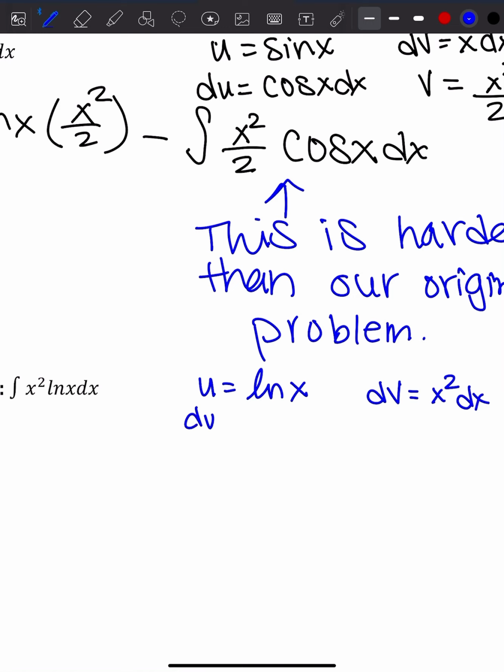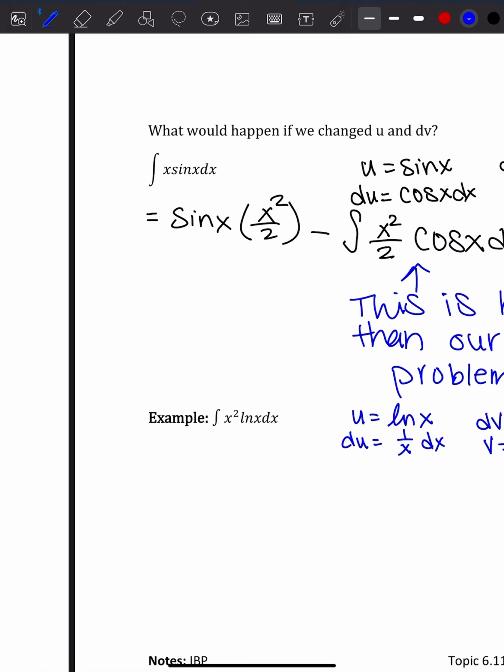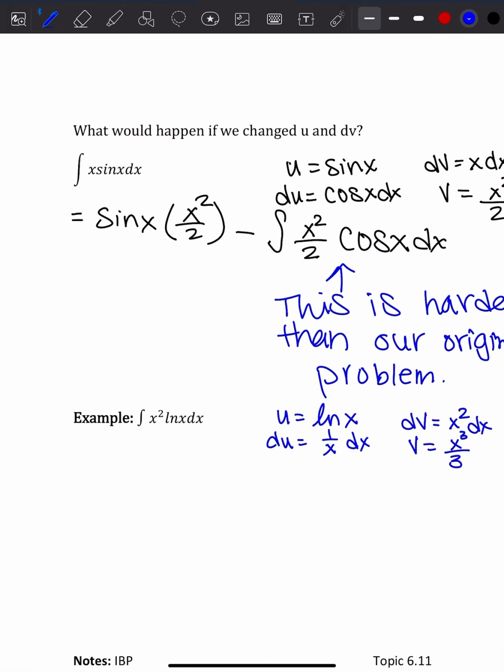So our derivative of natural log is du equals 1 over x dx. The integral of dv, we have v is equal to add 1 to the exponent, divide by that exponent. So 1/3 x cubed, or x cubed over 3. So now we're going to do ultraviolet voodoo.